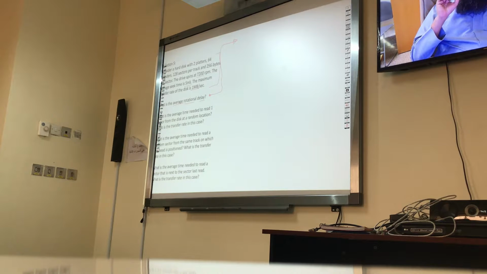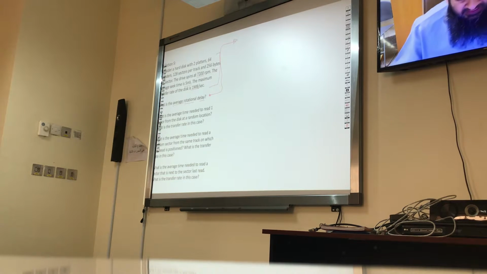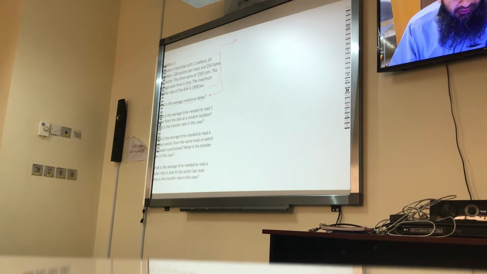If we want to find rotational delay, we find the time that the disk takes to complete one full rotation. Okay? And then we divide that by 2 because we want the average, so the average time will be half of the time of one full rotation. Remember that? So let's find the time for one full rotation.